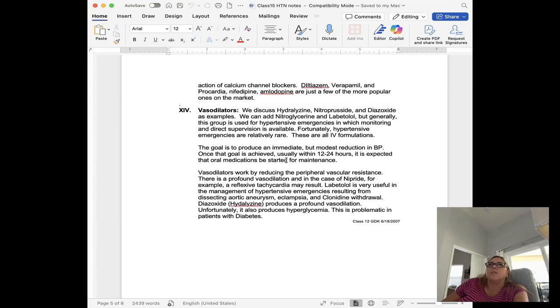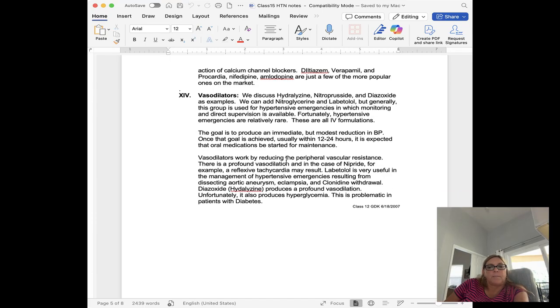So we don't use vasodilators as a first line, okay? The goal for them is an immediate but modest reduction in blood pressure. And they work by reducing the peripheral vascular resistance. There's a profound vasodilation in the case of nitrates, so you may get a reflex tachycardia with it. Again, labetalol is really good for hypertensive emergencies. In eclampsia, we can use it in pregnancy. And then hydralazine, we can give, but sometimes it gives them a little bit of hyperglycemia, so we have to be careful with diabetics.